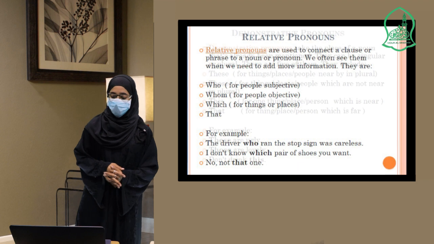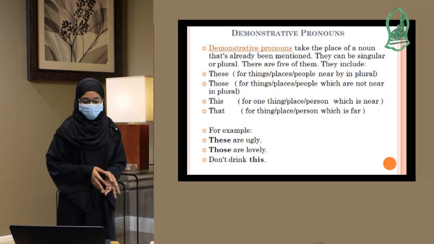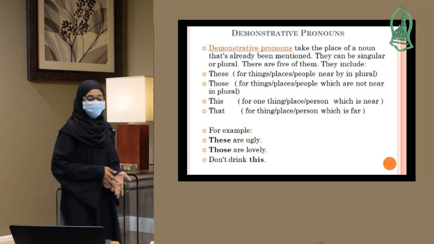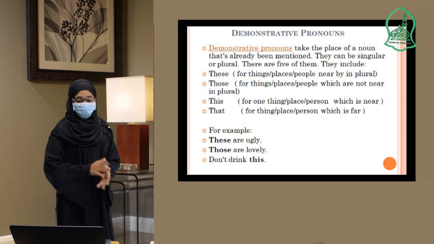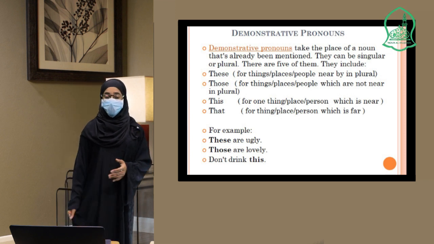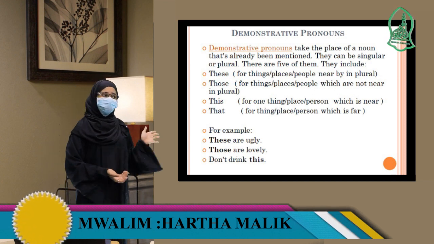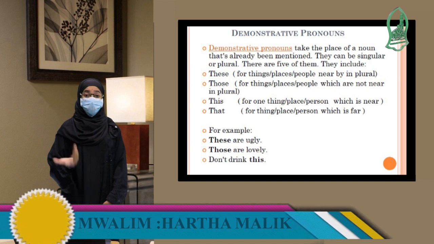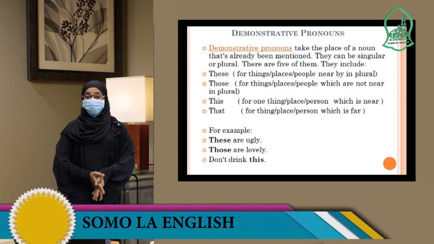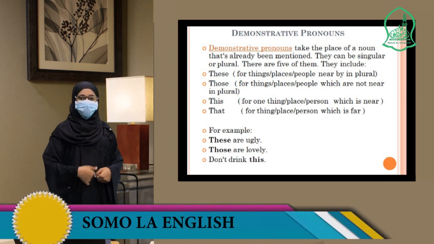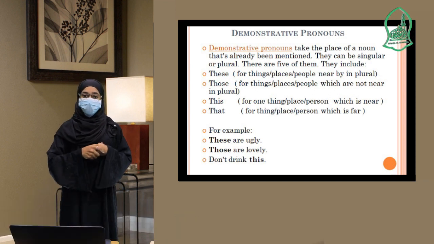The next type of pronoun is demonstrative pronouns. Demonstrative pronouns take the place of a noun that is already mentioned, as we have said. Actually, it's general for pronouns: they are used as a replacement of a noun. They can be singular or plural. We have already seen singular and plural in a previous lesson. There are four of them. A demonstrative pronoun points to something which is near or far from where you are, but it replaces a noun.